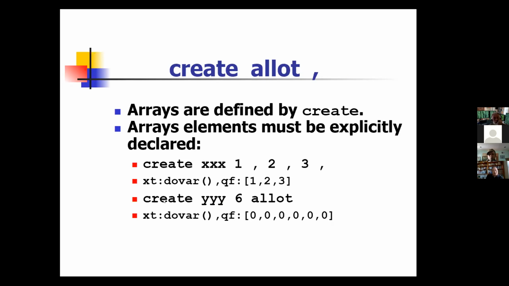If you create an array and allocate the number of items in this array, for example, use 6 allot, you have the YYY with the do-while in its code field, and you have 6 zeros in its QF field.